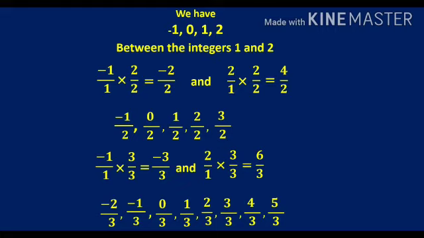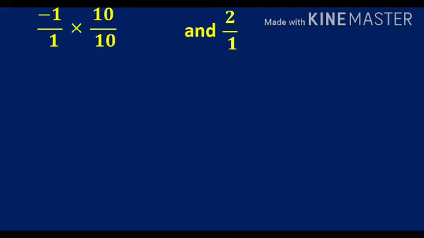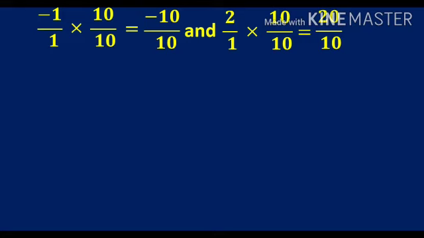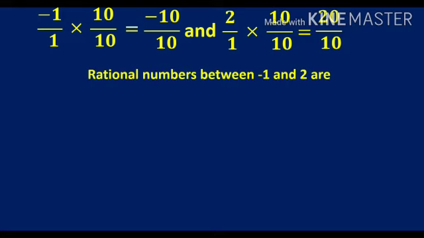They are not sufficient because we want 12. So if we go on multiplying by the next number, that is by 4 by 4, 3 more fractions are added, but we get only 11 fractions. So straight away we will proceed to multiply by 10 by 10 and see. -1 by 1 is multiplied by 10 by 10 and 2 by 1 is multiplied by 10 by 10 to get -10 by 10 and 20 by 10.